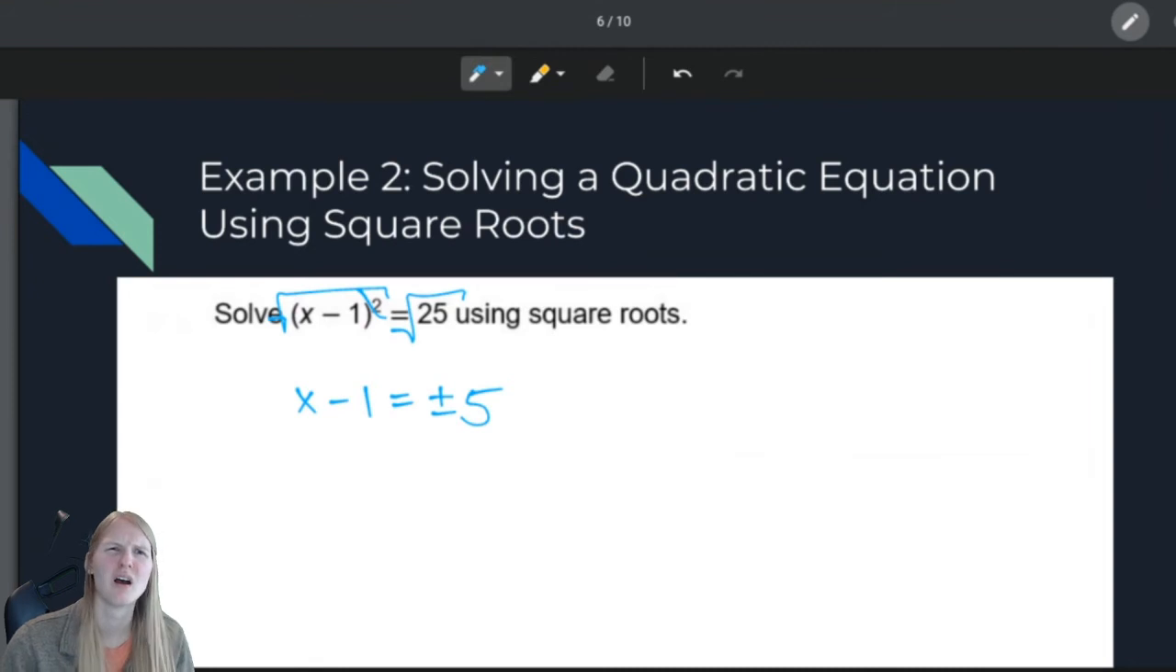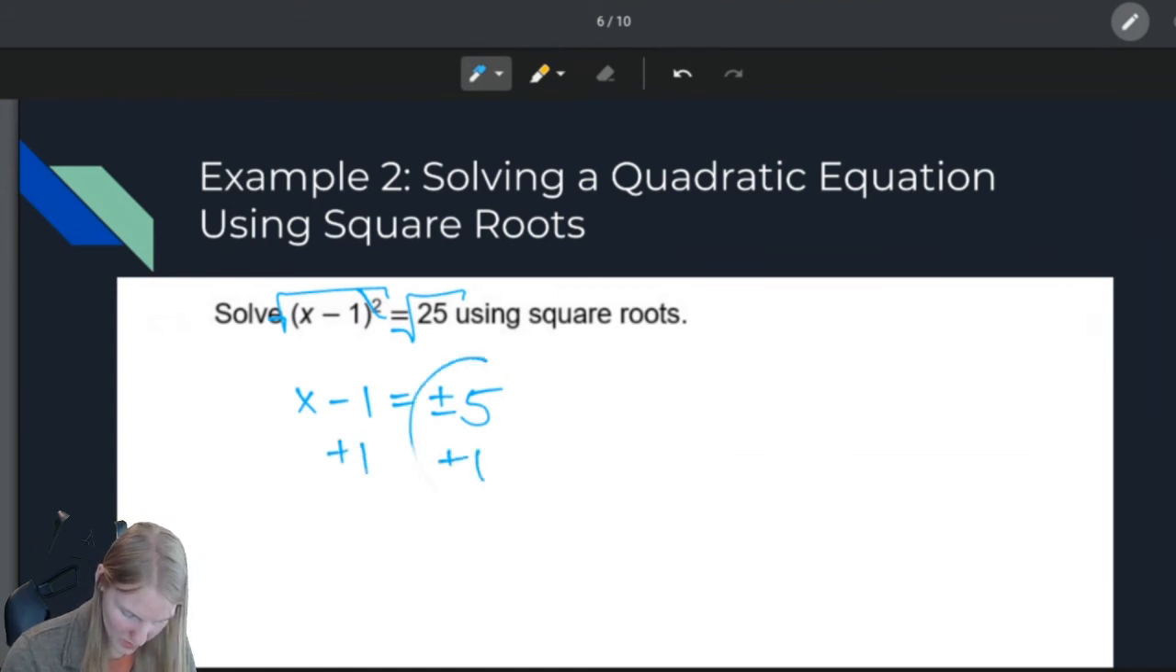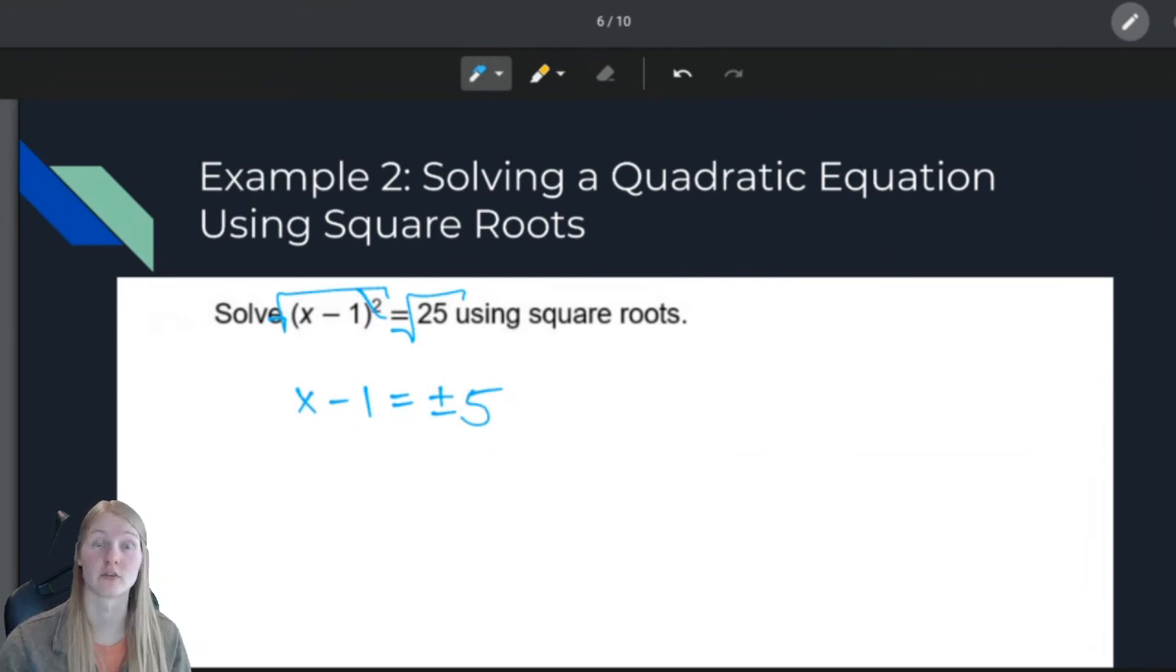Now, wait a minute. X equals plus or minus. Wow. How are we even going to do this? When I add 1 to both sides, how do I put these together? That does not sound fun to me.